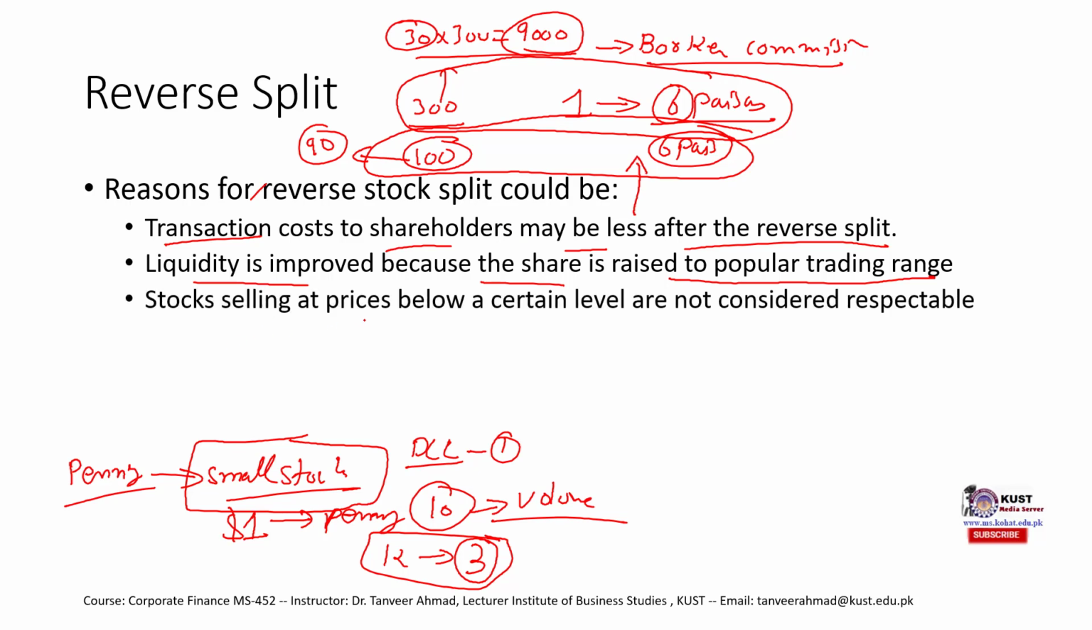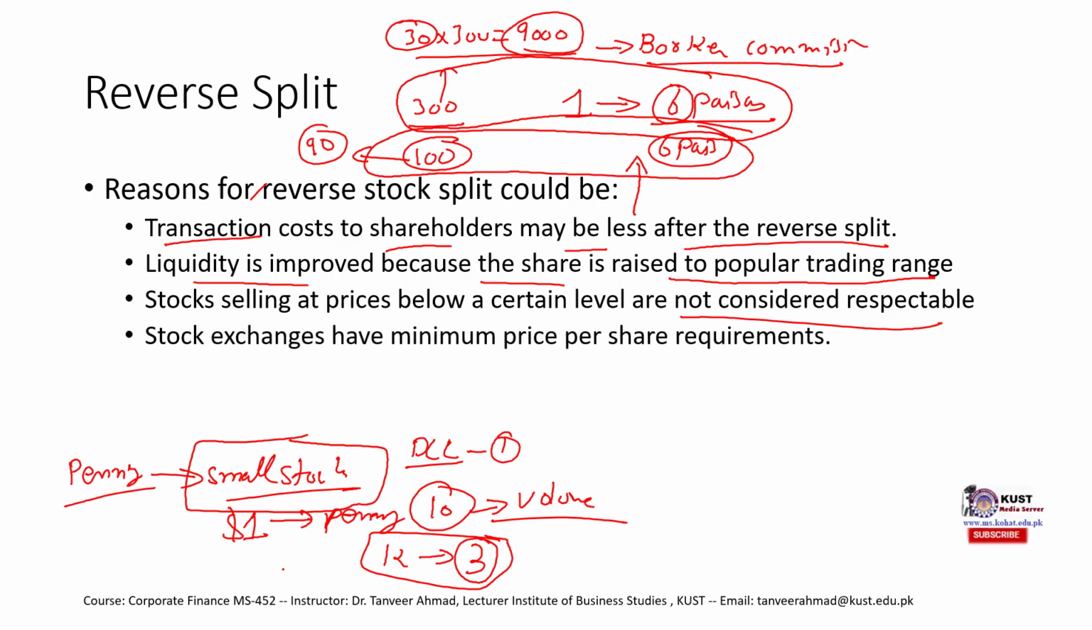Second, stocks selling at prices below a certain level are not considered respectable. So I just gave the example here. Those stocks that are selling at quite low price are generally considered not respectable among the shareholders. Their price is low for a certain reason, obviously.